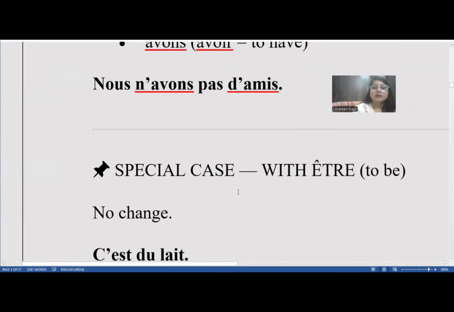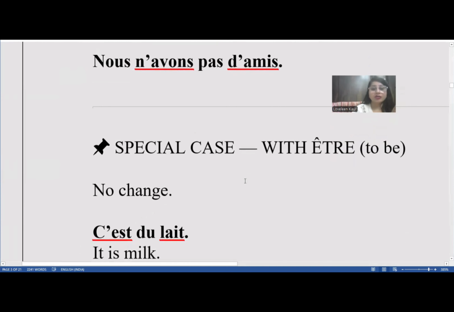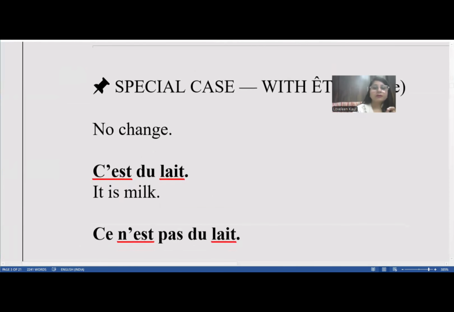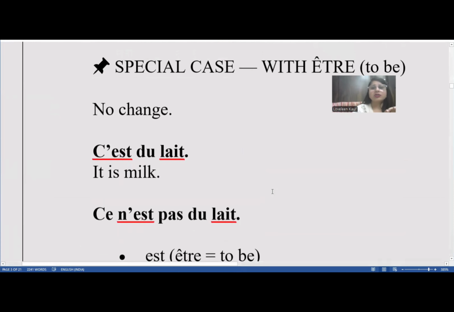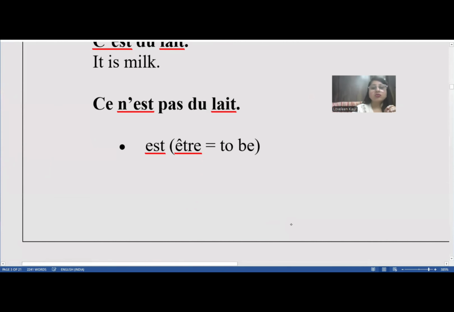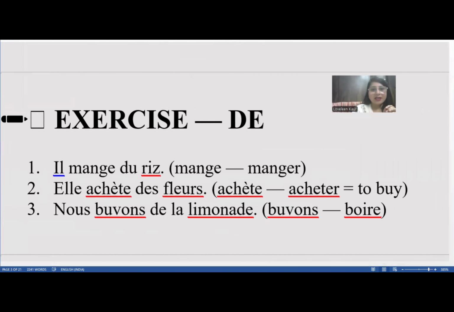Now, see this special case with être. In case of être, whenever the être verb is given here in the beginning, then we do not change, there will be no change. For example, c'est du lait, this is some milk or this is milk. We say ce n'est pas du lait. Ce n'est pas du lait. So the être verb is to be. Now let's do some exercises.